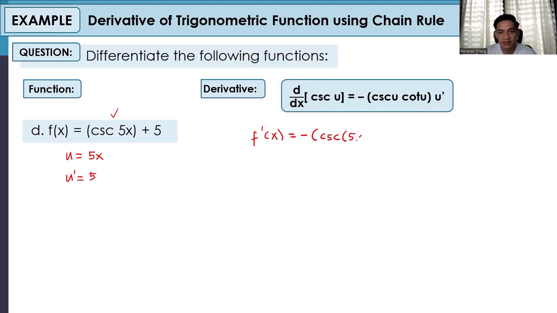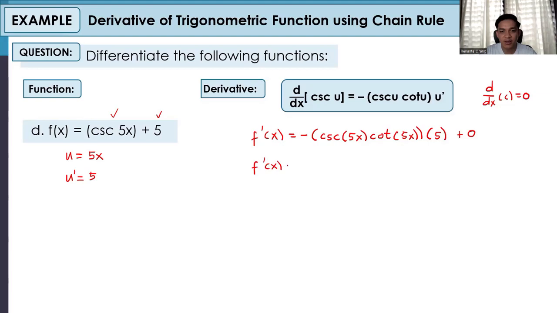Lagay natin. Cotangent of u. So u po natin is another 5x. Close parenthesis, then yung u prime natin class is 5. So tapos na tayo dito na part, proceed tayo sa second part which is the derivative of our 5. So as we all know, the derivative with respect to x of any constant is equivalent to 0. So this is plus 0. So we're done differentiating. All we need to do is to simplify.